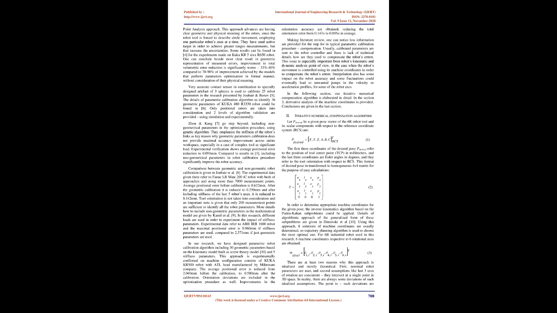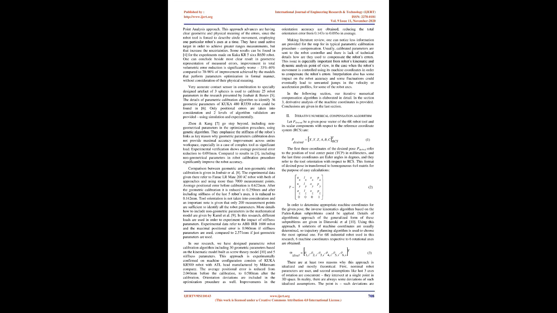A very accurate contact sensor in combination with a specially designed artifact of 3 spheres is used to calibrate 25 robot parameters in the research presented by Joubert and Bonnet [5]. The details of the parametric calibration algorithm to identify 36 geometric parameters of the KUKA 480 R3330 robot could be found in [6]. Only positional errors are taken into consideration and 2 levels of algorithm validation are provided, using simulation and experimentally.